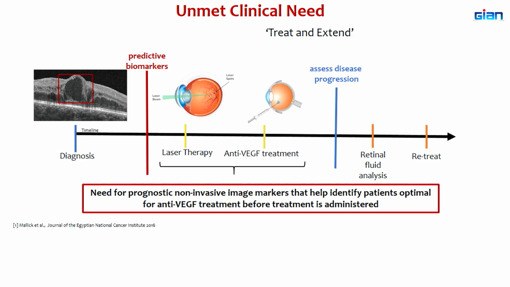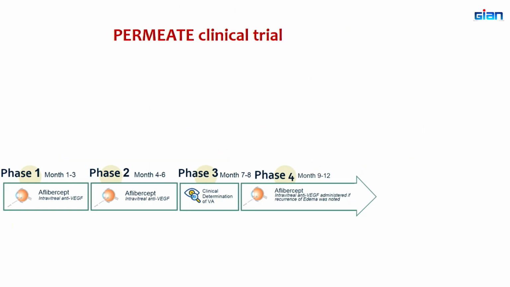Okay, so here's the timeline that you see. You have the disease diagnosis, then you have different kinds of therapy, and the therapy that we are talking about here is the anti-VEGF therapy, and you want to assess disease progression. So we want to see if at this point we can make a decision whether the patient will respond to therapy or not.